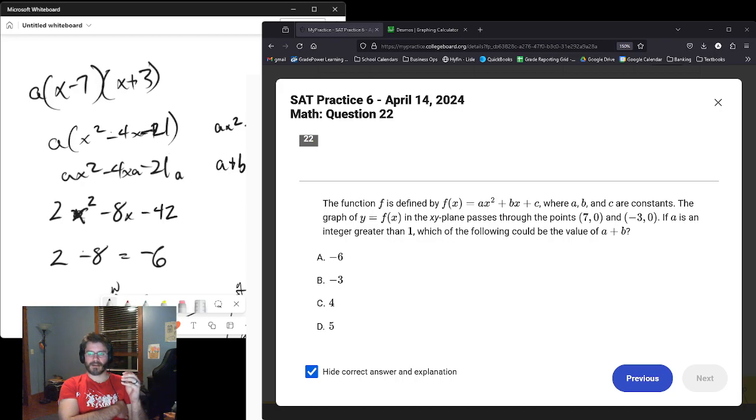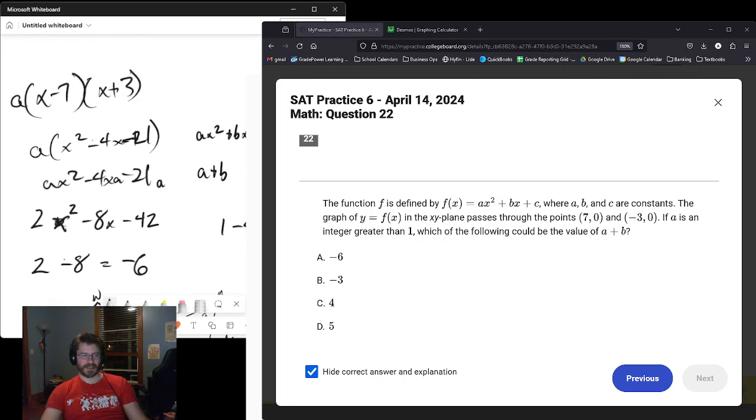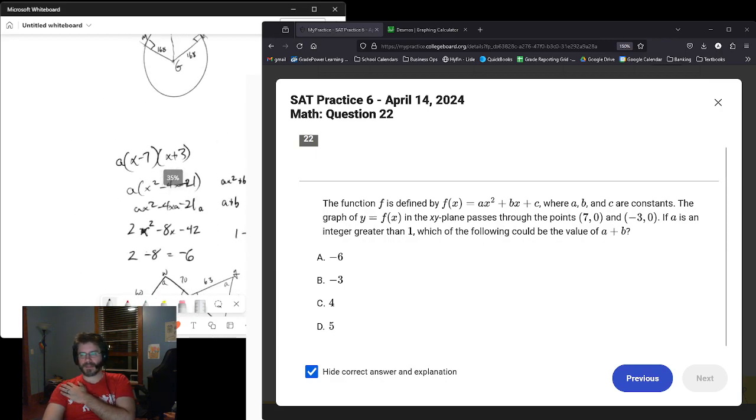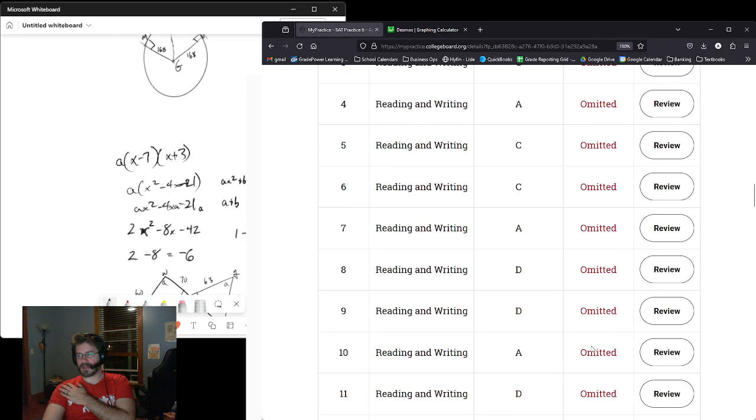If I wanted to get negative 3, I'd have to plug in 1, right? Plug in 1 for a, you get 1 minus 4 is negative 3, but a can't be 1. A has to be greater than 1. So I hate that this becomes a plug and check for me, but I think that's probably the best way to do this question. Anyhow, that is test 6 math in the bag.